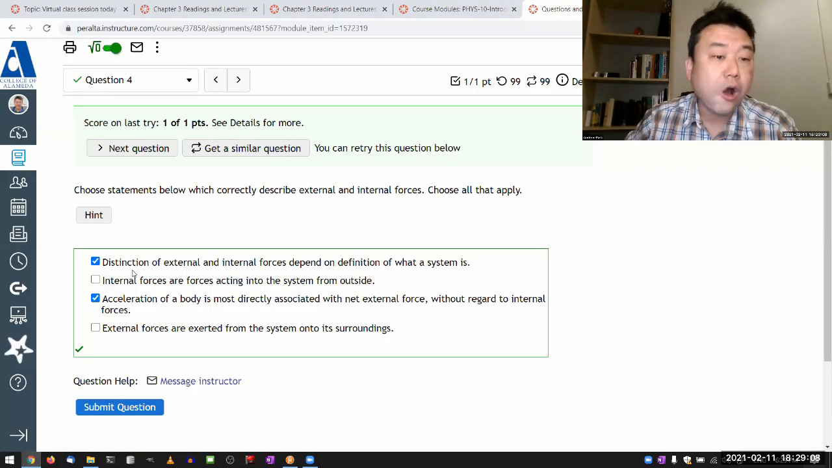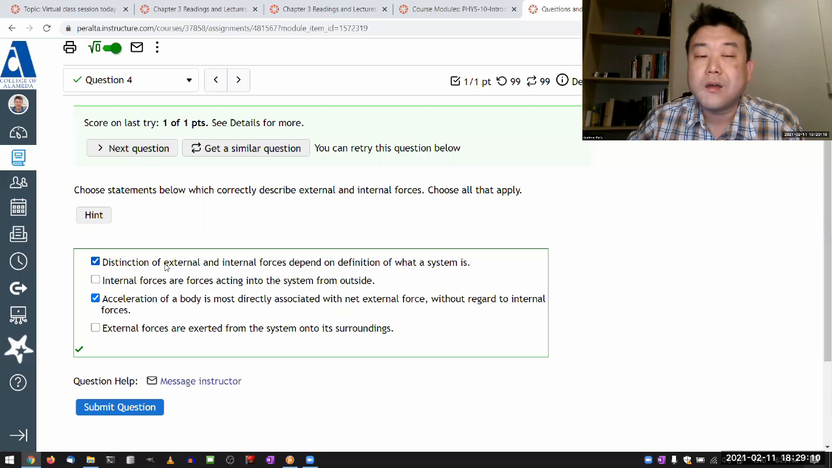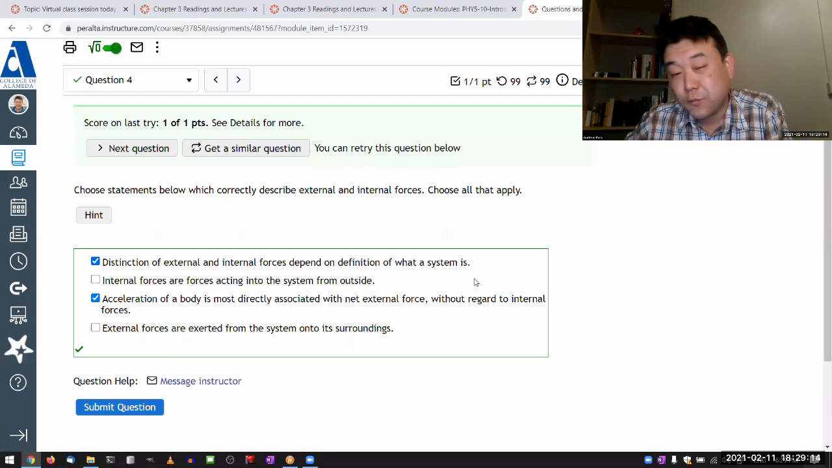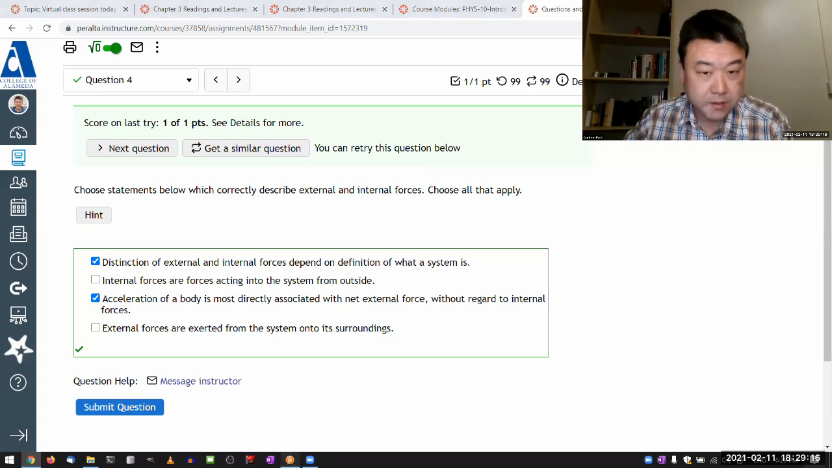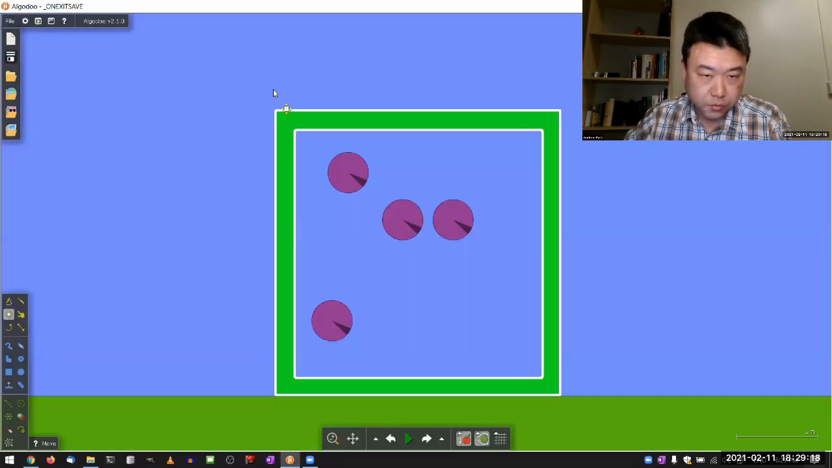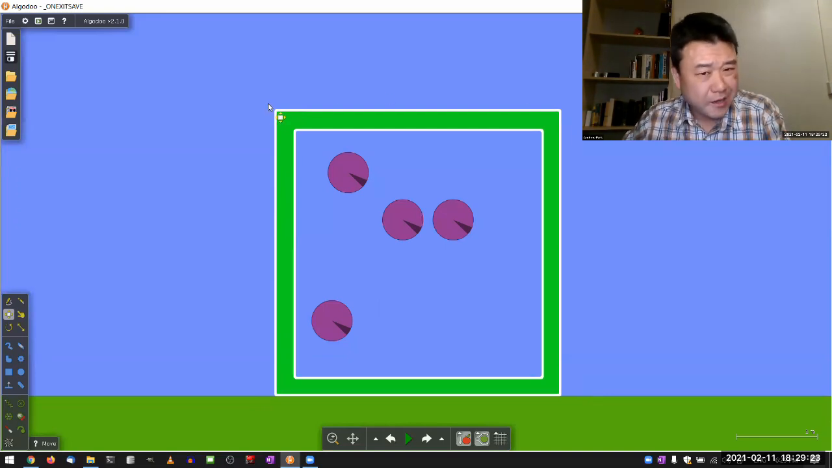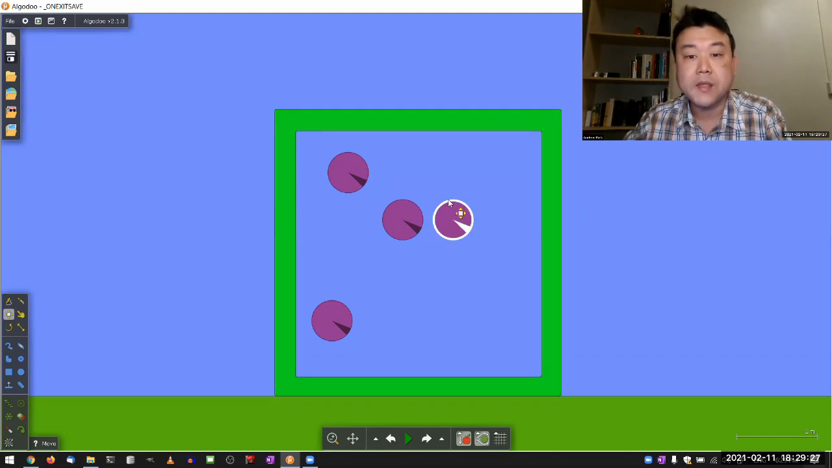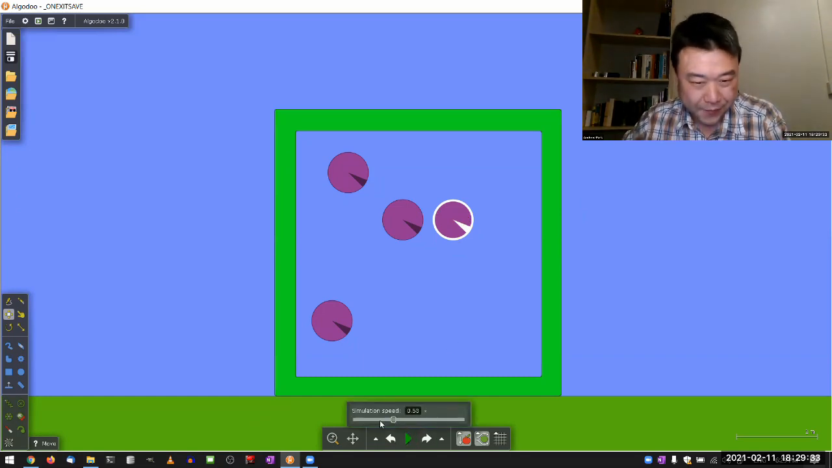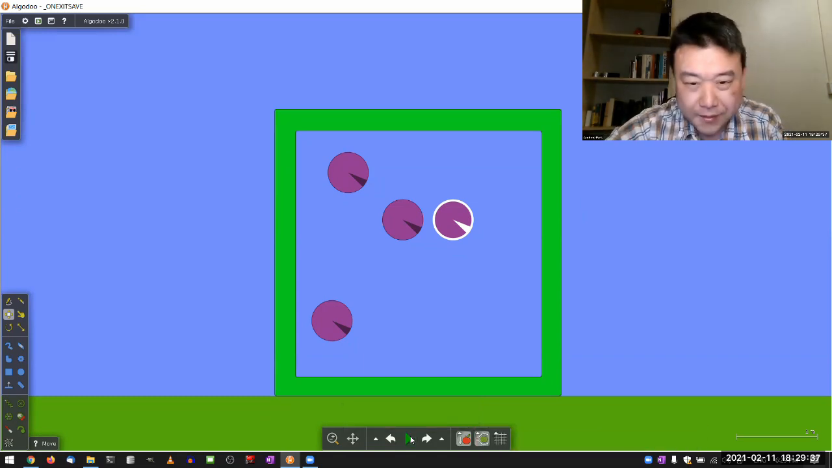Let's see here. Oh, and yeah, distinction of what is external and what is internal force. It depends on your definition of what a system is, and this is what I mean. So I've been trying to call this entire thing a system, but I don't have to. I can choose to call this my system, and if I choose to call this single ball my system, then let me see if I can catch it in the collision with the wall.